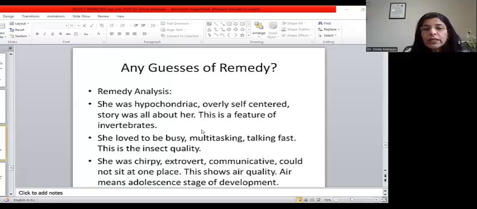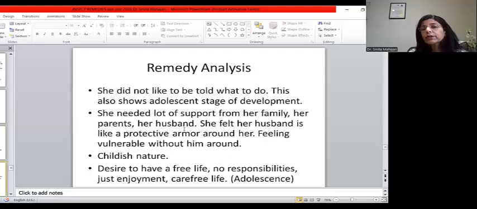Air quality means adolescent stage of development. According to Mahesh Gandhi sir's chart, we put this into air. That is the adolescent stage. And again, why adolescence? Because she did not like to be told, right? So this also shows adolescent stage because she doesn't want to be told by others. She has a mind of her own. She wants to do what she wants to do.